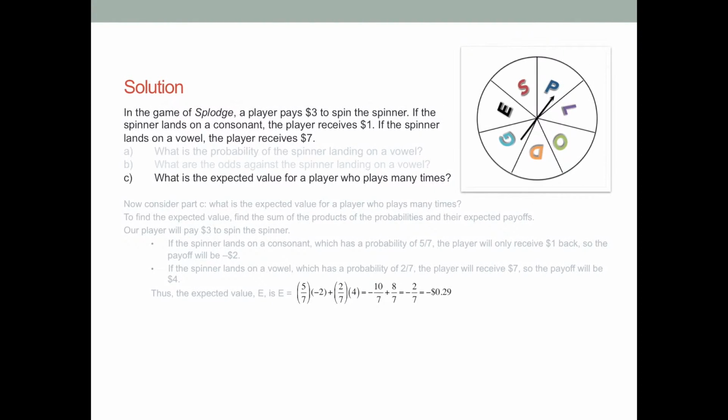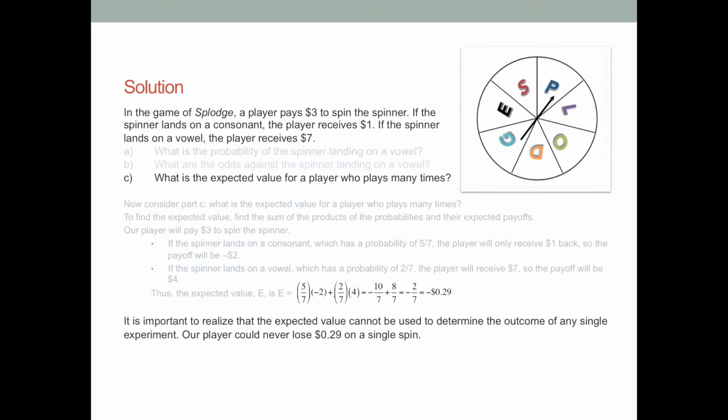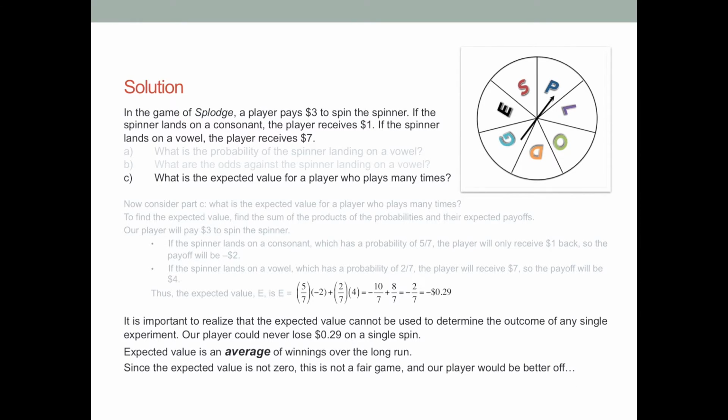It's important to realize that the expected value cannot be used to determine the outcome of any single experiment. Our player could never lose 29 cents on a single spin. Expected value is an average of winnings over the long run. Since the expected value is not 0, this is not a fair game, and our player would be better off not playing the game of Splodge.